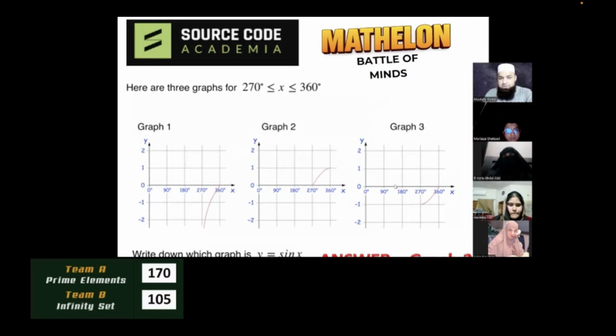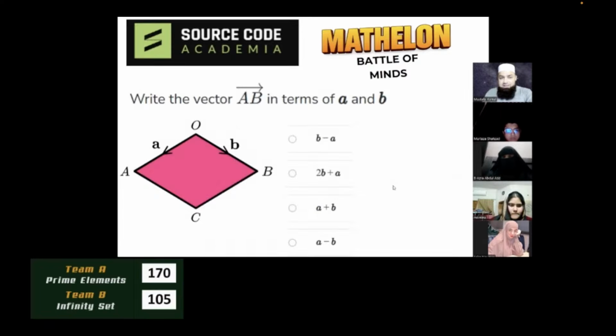The next question on your screen. Write down the vector AB in terms of small a and small b. Team A, Momina. B minus A. B minus A, the first option, is the correct answer.